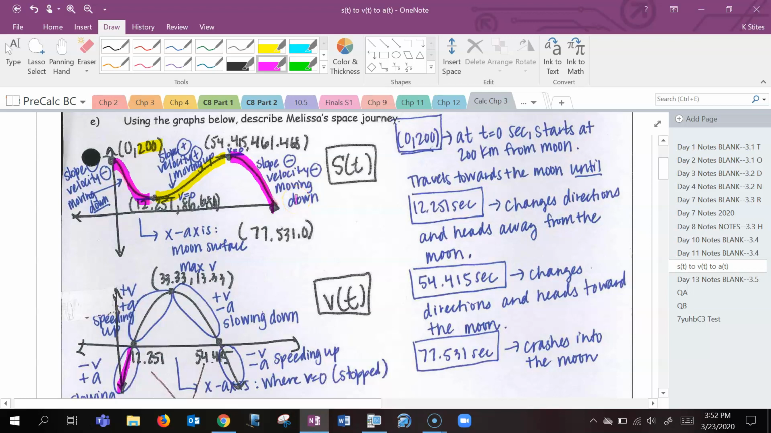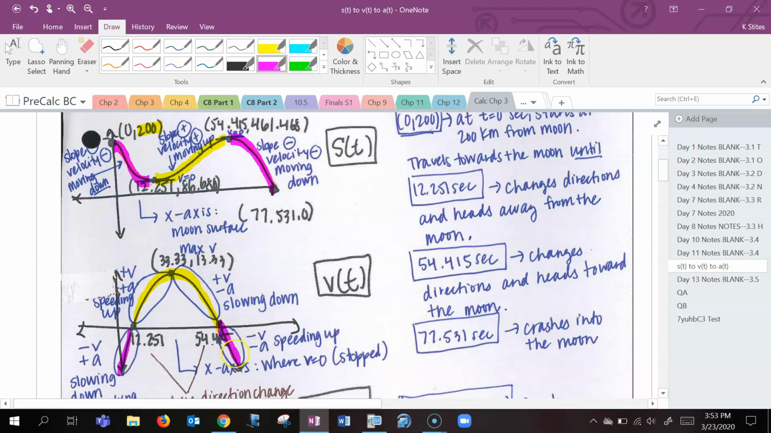You can see all of that matching on your velocity graph. Before 12.251 seconds, we're in the negatives. Negative velocity means she's moving down. Between 12.251 and 54 seconds, velocity is in the positives, which means she's going up. It's representing this part of the curve right here in position. And after 54 seconds, and I'm just chopping off the decimal to make my life easier, she's going down again.